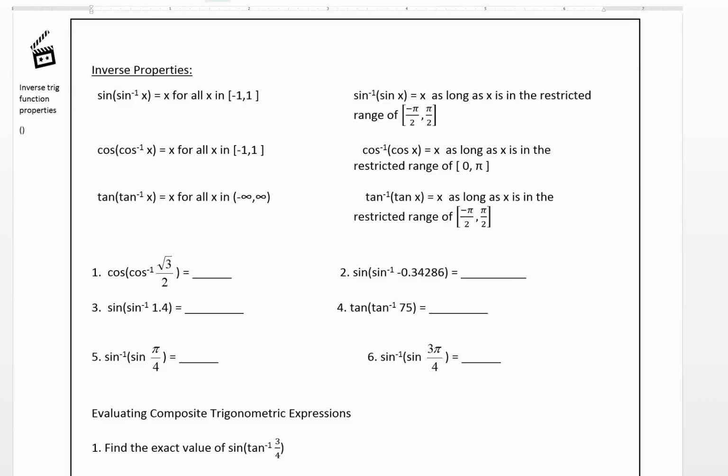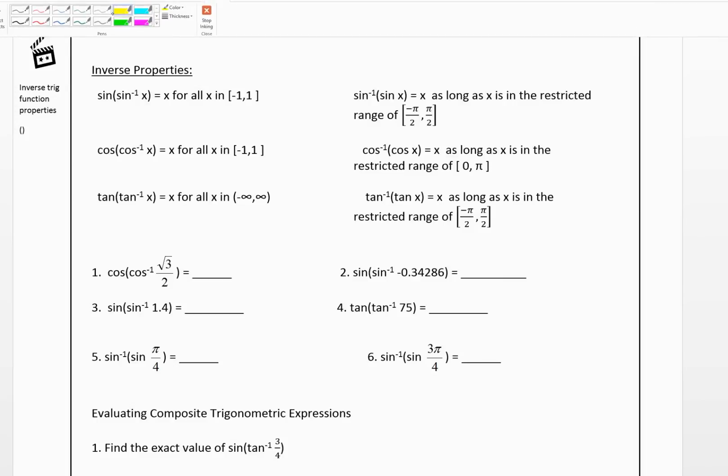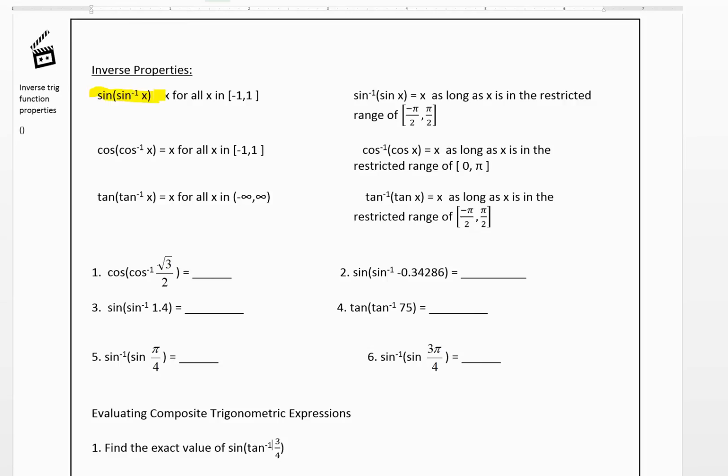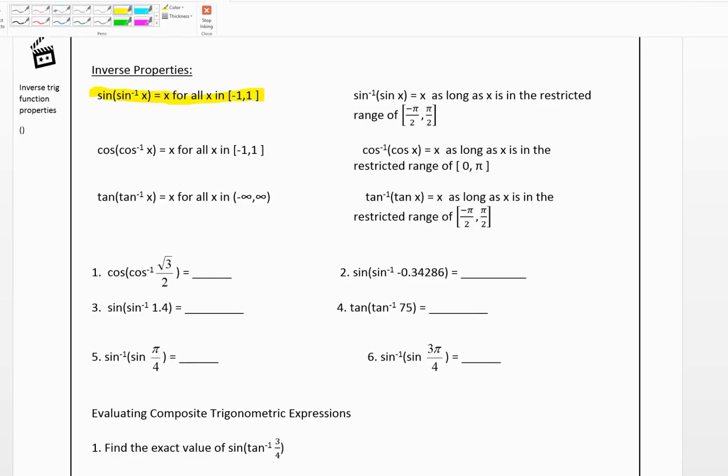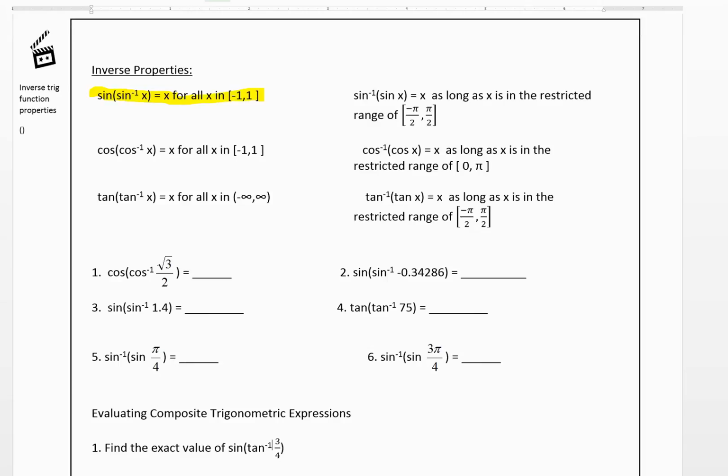Now, we're going to look at some properties of the inverse functions, and these really come from them just being inverse functions. So remember, when we first learned about inverse functions in general, we said if you compose f composed with f inverse, you just get out x, and that's what we're saying here. So if you have sine composed with sine inverse, you just get out x for all x between -1 and 1. Because you can only plug in things between -1 and 1 to sine inverse, then you'll just get out that value.